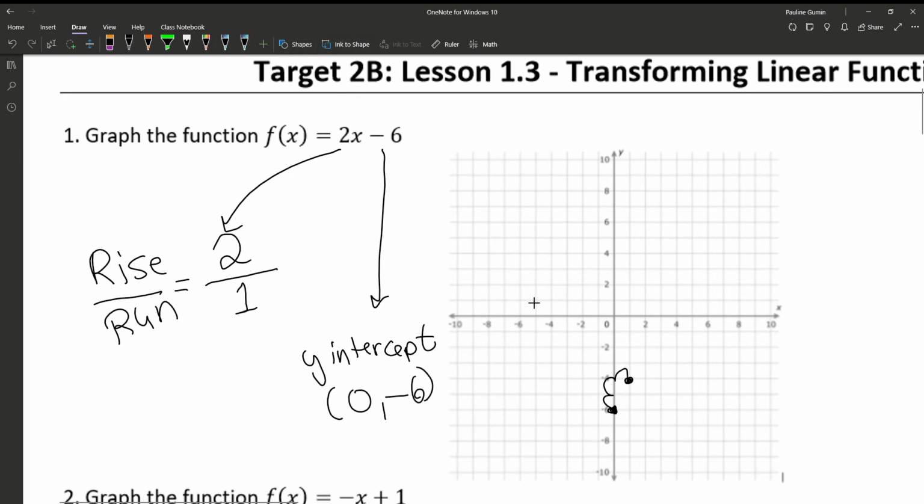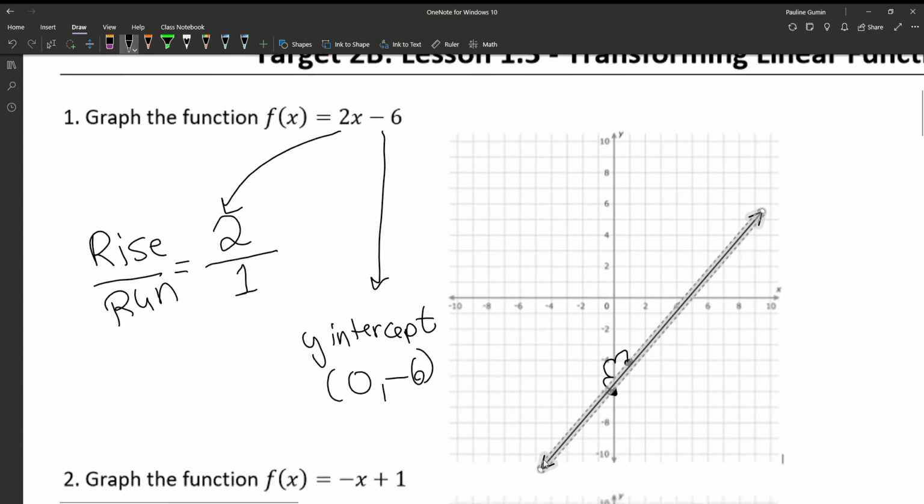Let's see if I can get this ink shape thing to work. Success! I did it. Go Miss Gumin. Alright. I drew a line. It's perfect. It's straight. Exactly how it should be. But it won't let me adjust it. Well, can't always win. All right, this is good enough. I'm happy with this.